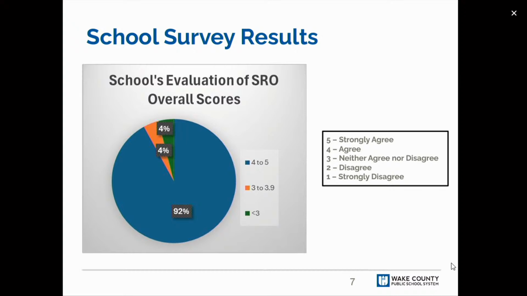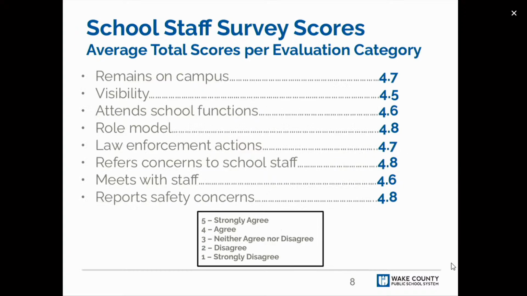And as you can see here, 90% have a positive review of their SRO, where the overall score for their specific survey for their assigned SRO was between 4 and 5 level of agreement, which is agree or strongly agree with the statements that we provided in the survey. This is, again, drilling down a little bit more into the staff evaluating the SRO. The score totals that you see here are per category.